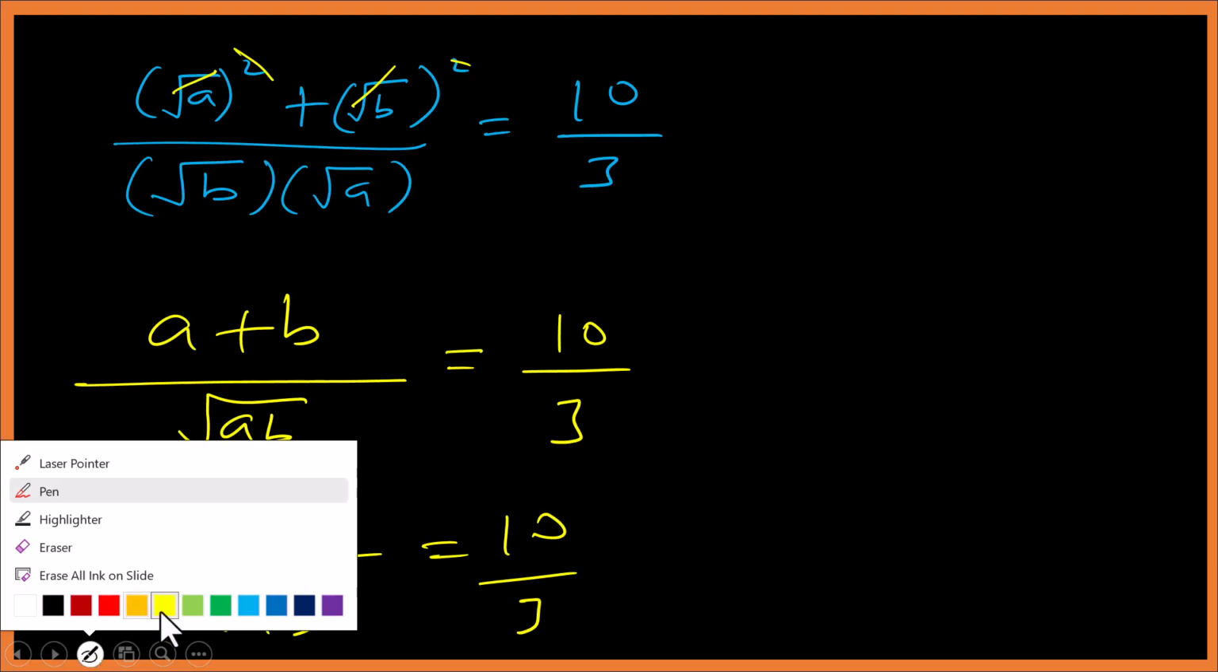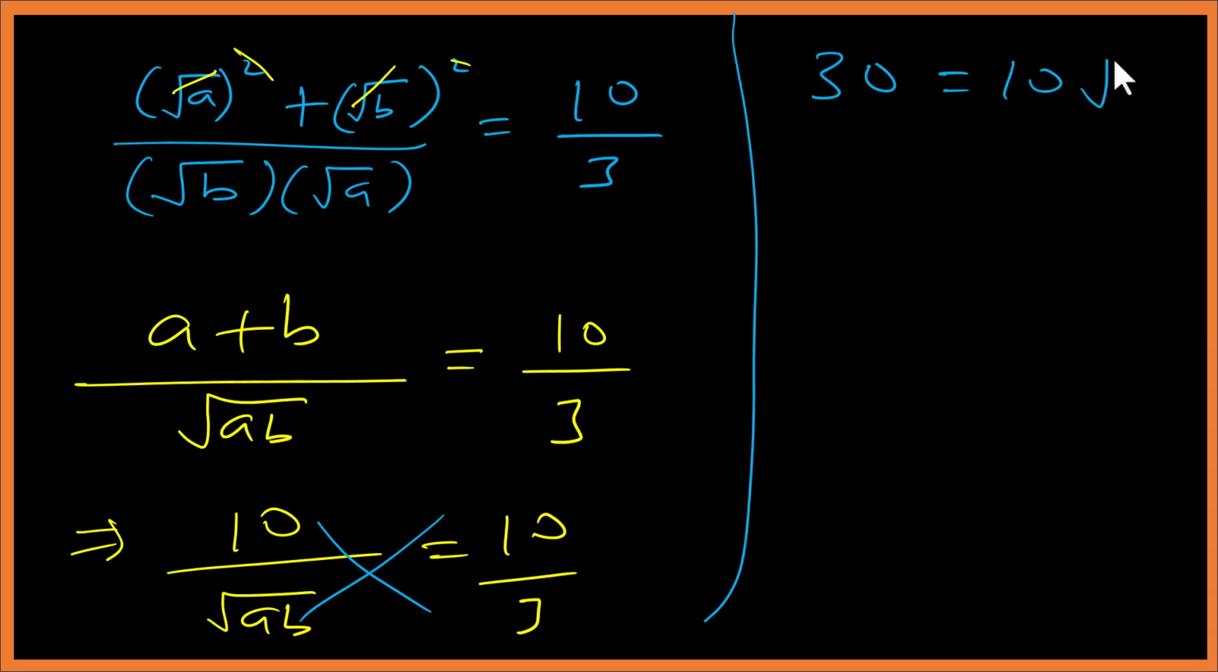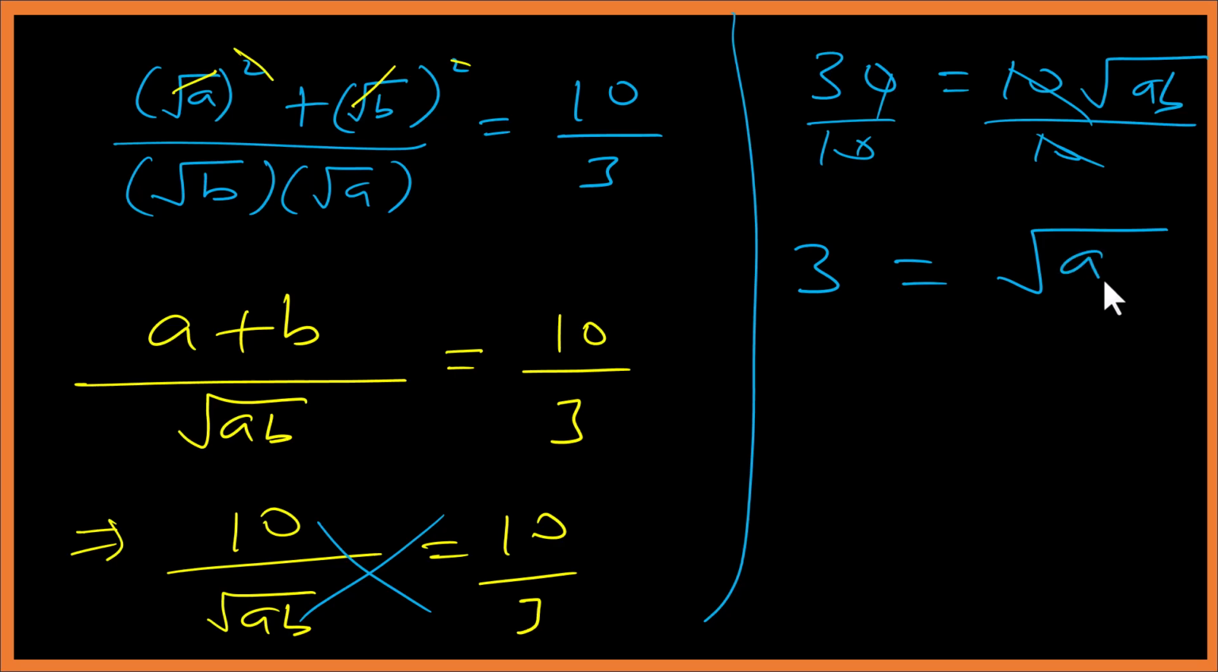Now we can do cross multiplication. So that will be 30 equals 10 square root of ab. Divide both sides by 10. So we have 3 equals the square root of ab. Therefore, to get ab, we have to get rid of the square root sign by squaring both sides. This one will cancel. 9 equals ab.